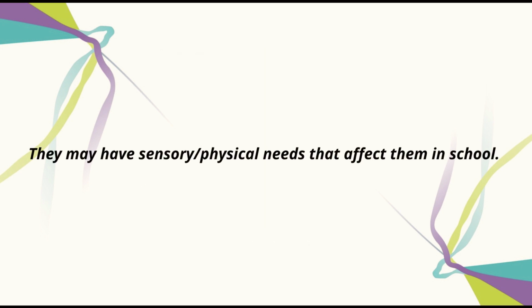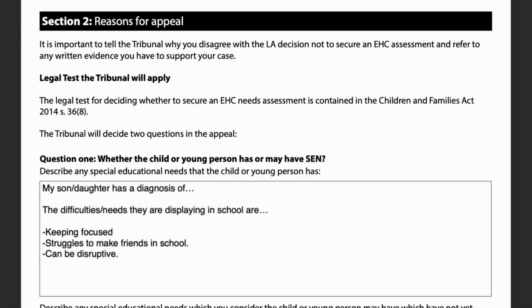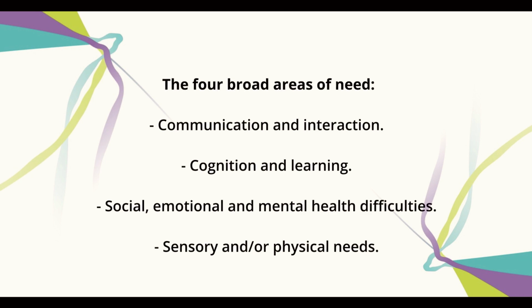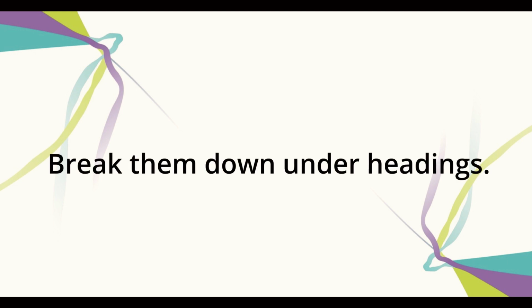They might have some sensory or physical needs that affect them in school. So please do take the time to describe any physical or sensory needs that affect them here. You might want to consider breaking them into the 4 broad areas of need and describing any difficulties or needs they might have here. The 4 broad areas of need are communication and interaction, cognition and learning, social, emotional and mental health difficulties, and sensory and/or physical needs. And you could break them down and have each one under headings if you wish.